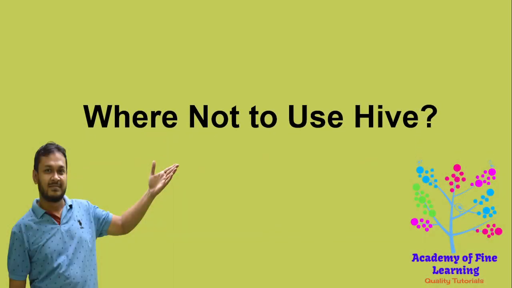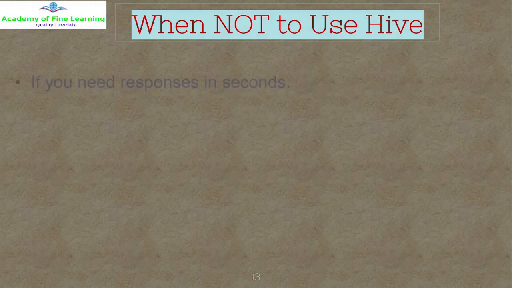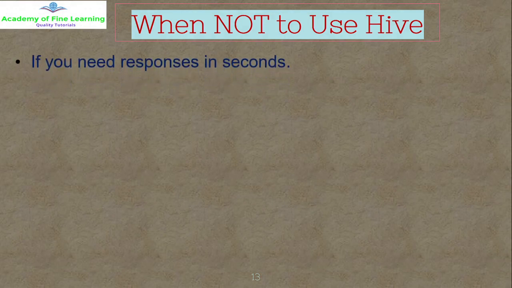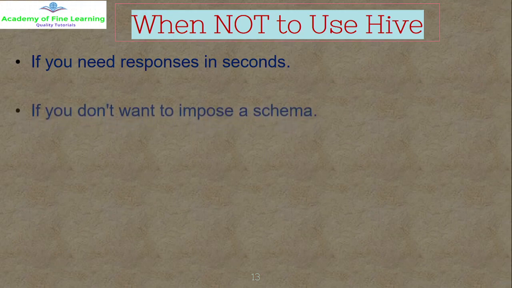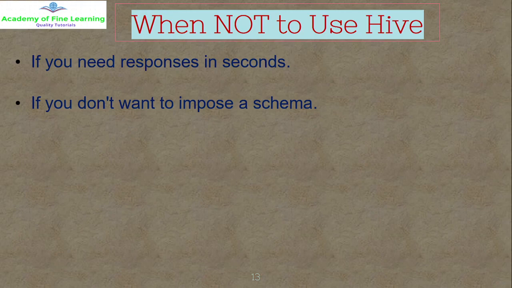There are some times when you should not use Hive, where you need the response in seconds. Even for small data sets, Hive cannot give you a response back in seconds. It will take time. The job will be converted to MapReduce on top of Hadoop to get back the response, so you have to give it that time. Also, sometimes you don't want to impose a schema. Like in Pig, we can work without imposing a schema, right? For those cases, you don't need Hive.